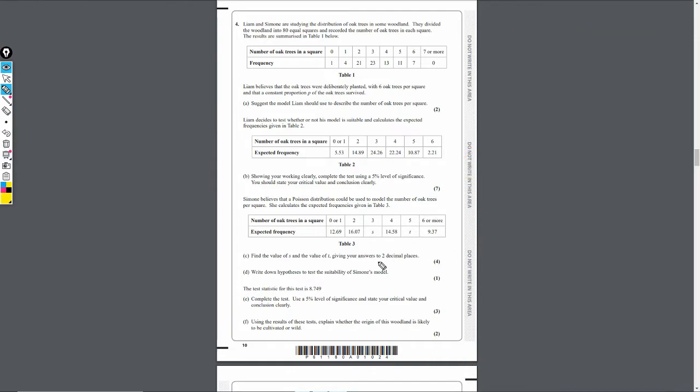So part C, we have to find the value of S and T. So this person here believes that a Poisson distribution could be used to model the number of oak trees per square, and she calculates the expected frequencies given in this table here. Okay, so these are my expected frequencies again. We have to work out S here and then T here. So how would we do this?